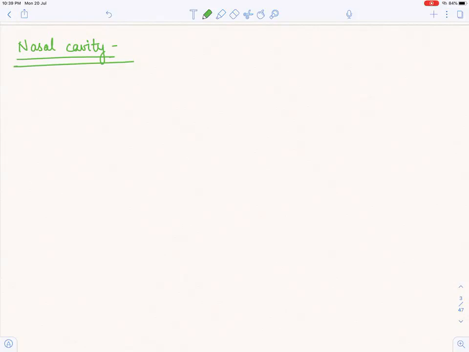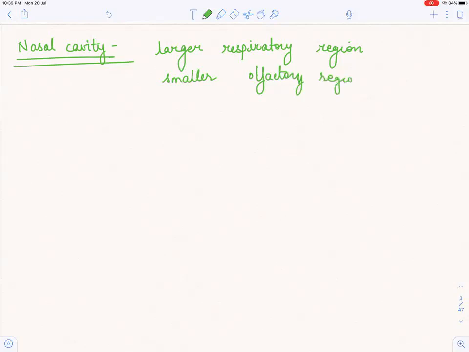So first thing, it is divided into a larger respiratory region and a smaller olfactory region. You have to understand this, just absorb this, that it is divided into a larger respiratory and a smaller olfactory region. So let us study the respiratory region of the nasal cavity.